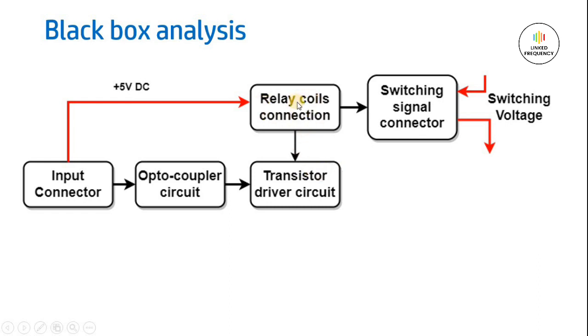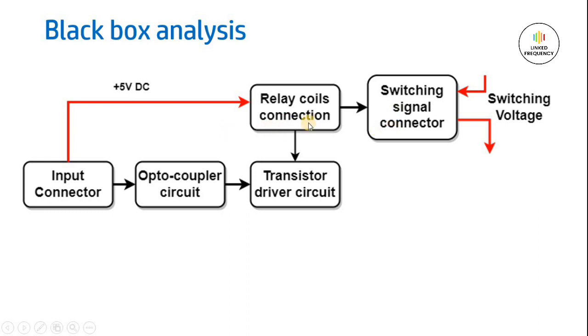The coil will be provided with the plus 5 volt DC connected to the input connector from the external source. And this relay has a COM point, NO point and NC point, which stand for common, normally open and normally closed for the signal. The output signal, a switching signal connector, helps us connect the switching voltages, maybe AC voltage, DC voltage, low voltage, high voltage, doesn't matter. It really switches anything that you connect to the signal point.